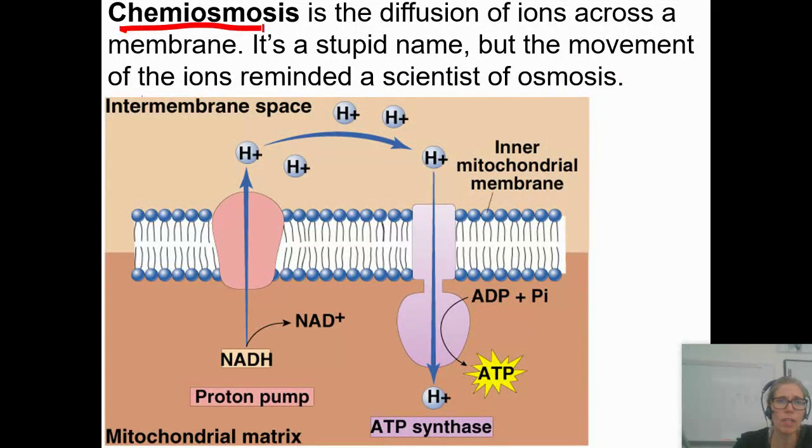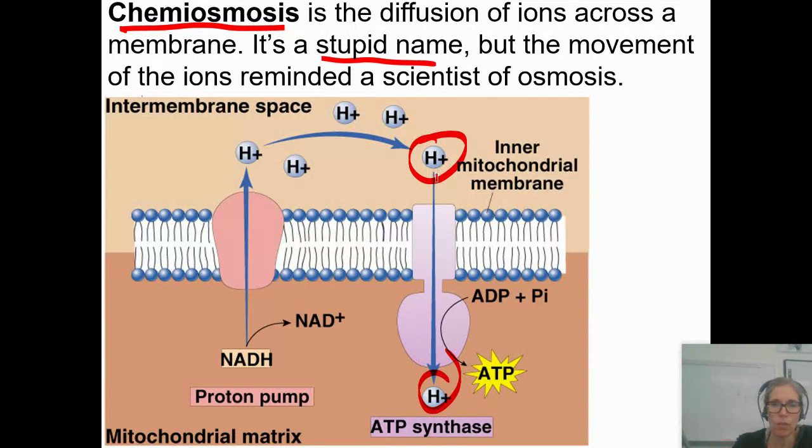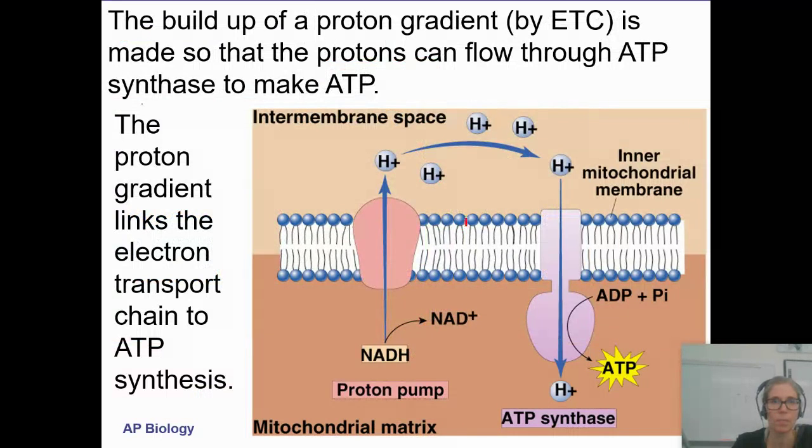Another vocab word, chemiosmosis. I personally think it's kind of a stupid name because it has nothing to do with water. But the guy who figured this out was like, wow, these protons moving through here look just like osmosis because they're moving. It's facilitated diffusion. And so they call it chemiosmosis. All it means is the protons moving out through ATP synthase.